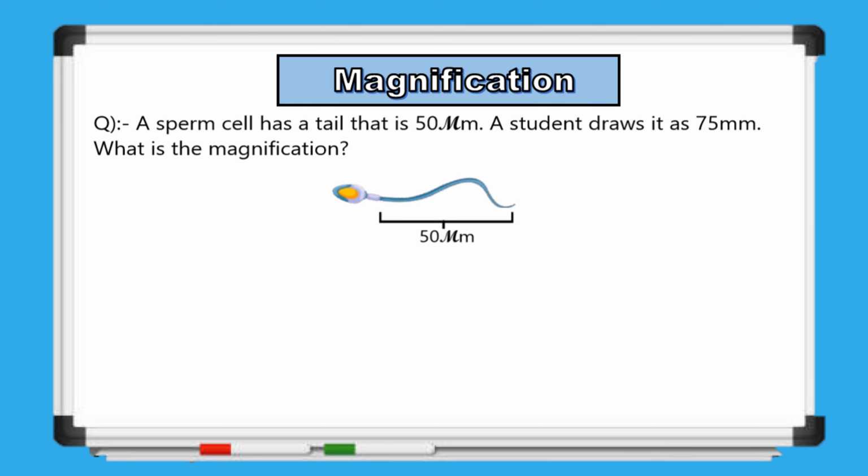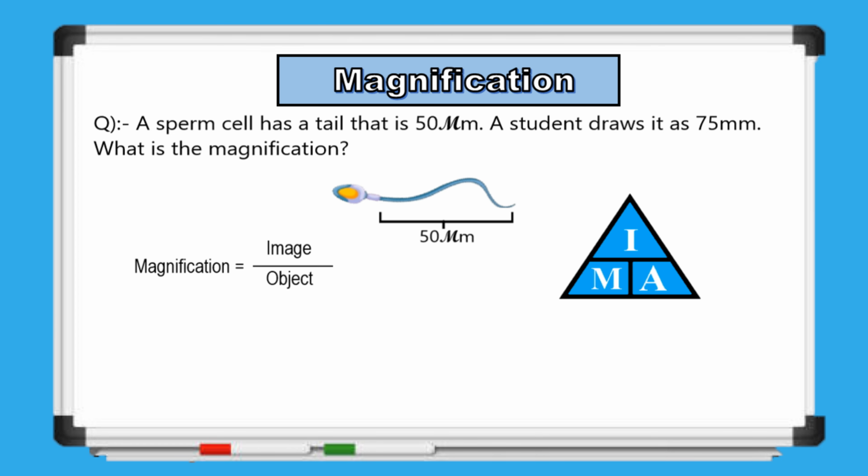Let's now go through an example to calculate magnification using what we've learned so far. We have a sperm cell, and the length of its tail is 50 micrometers. A student has drawn the tail, and the drawing is 75 millimeters long. Our task is to find the magnification of the drawing.